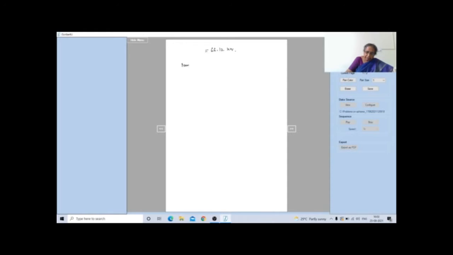Then the number of bolts is whatever the compressive force on the lacing is, divided by the bolt value. So you'll get 0.29. We cannot provide 0.29 bolts, so 1 bolt is provided. So provide 1 bolt of diameter 16 mm of grade 4.6. This is the way we design a bolt.